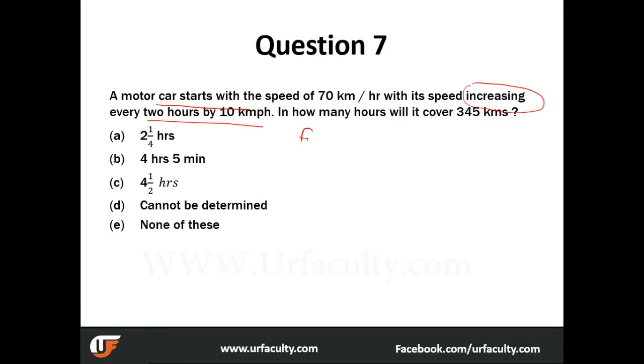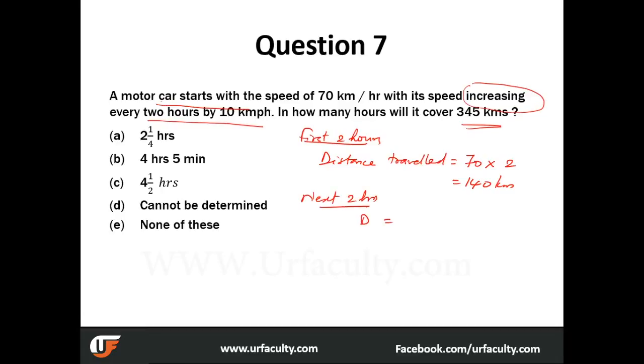So first 2 hours, how much do you think it would have traveled? Distance traveled is equal to, we just need to multiply speed into the time, which is 2 hours. 140 kilometers is still less than 345. In next 2 hours, distance is equal to, so what happens to your speed now? It increases by 10 kilometers. So its new speed is 80 into 2 hours is equal to 160.